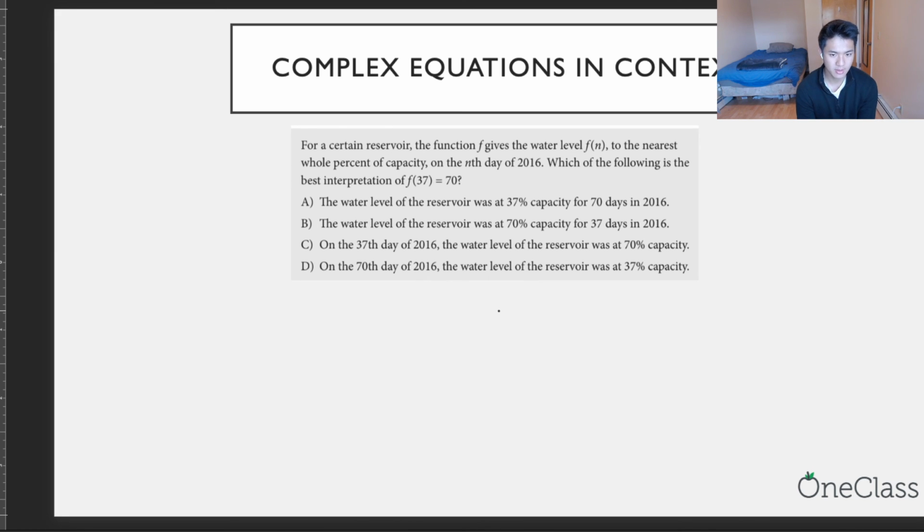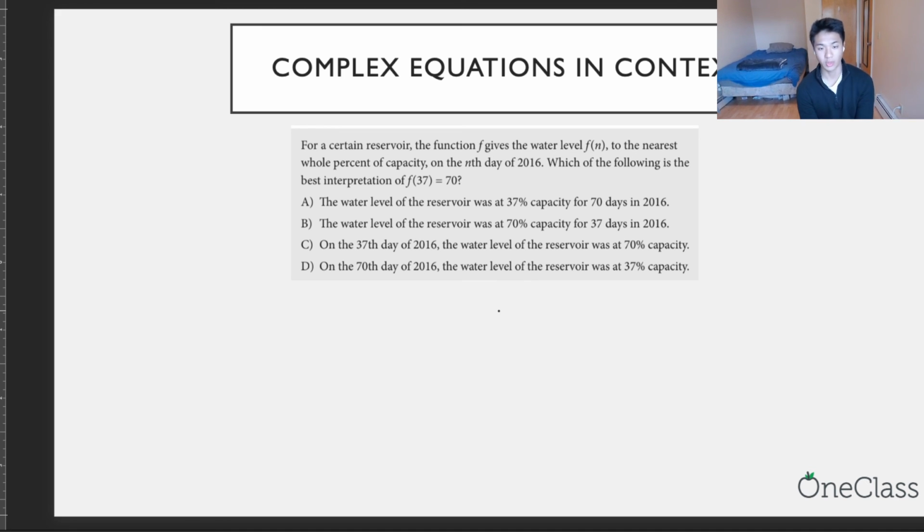So if we know that the function gives water level, then if we want to interpret it, it says that on the nth day, if n equals 37, then on the 37th day, the water level of the reservoir is at 70% capacity. And so that's how we would interpret it without looking at any of the answer choices right now, right? And so having this kind of framework, we want to look for the answer choice that best matches our interpretation.